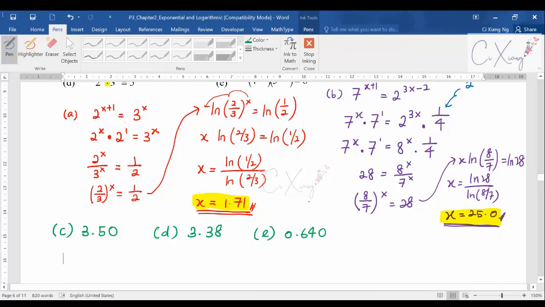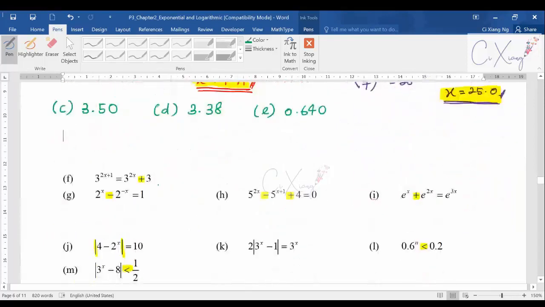So these are the answers for C, D, and E. You try on your own. If you cannot get the answer, please let me know, or you can discuss it with your friend. But make sure you try it. Don't just copy the solution from your friend. Then you proceed further to the second pattern.